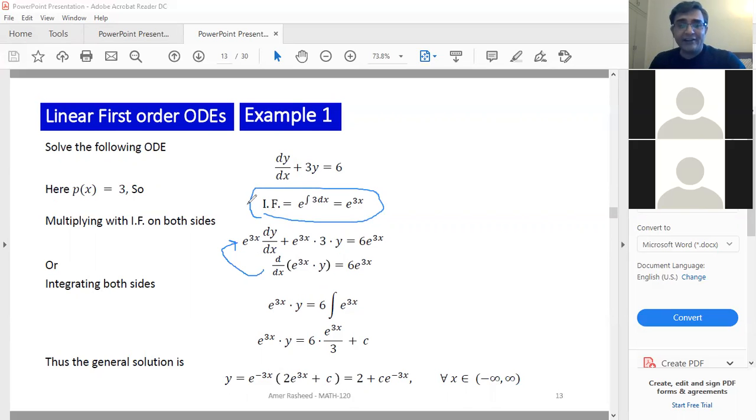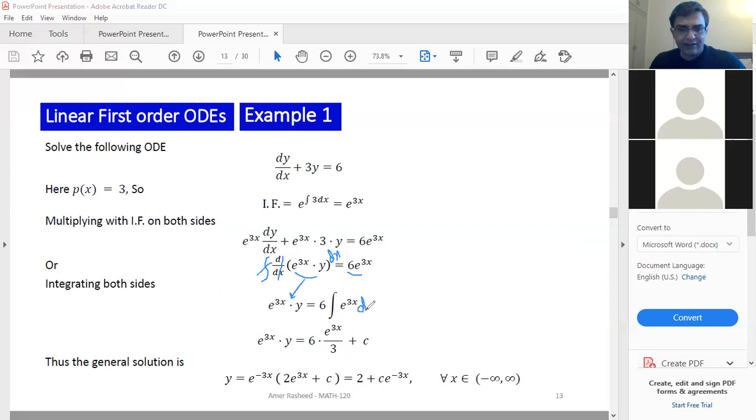Because the integrating factor, when we multiply it on the left hand side of the given differential equation, converts the left hand side into the derivative of the product of the integrating factor and the dependent variable y. The right hand side remains the same. Now we integrate on both sides with respect to x. You can see that the derivative and integral cancel, and we obtain only e raised to the power 3x into y, and the integral of this term with respect to x.